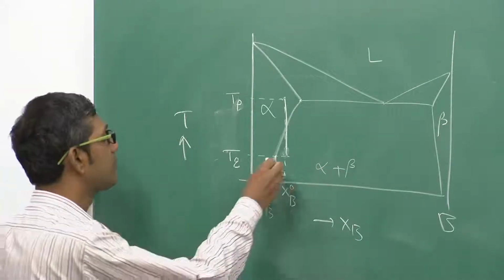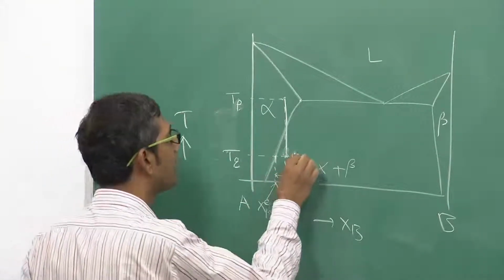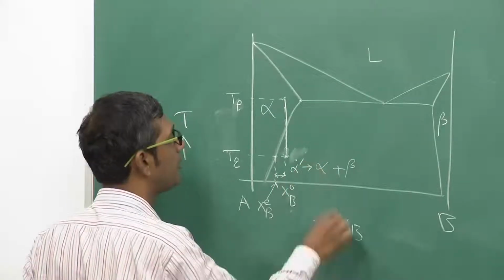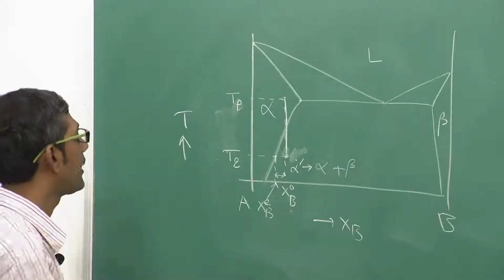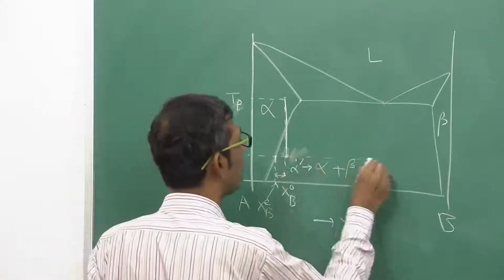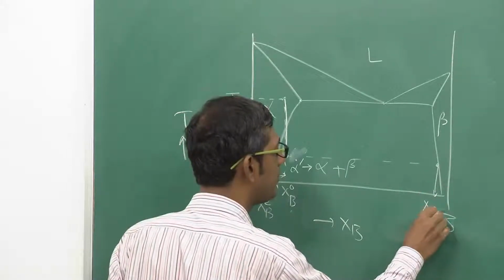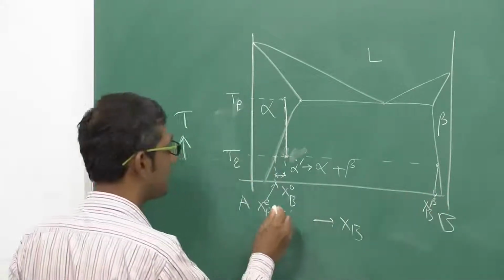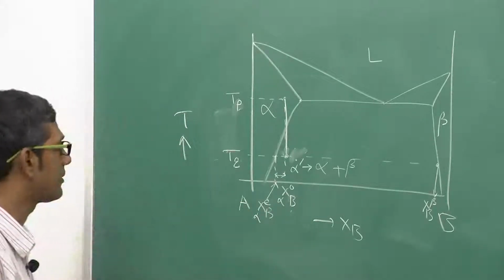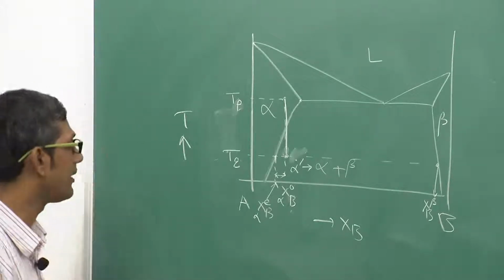So the alpha which is quenched is known as supersaturated alpha. That is what we have written as alpha prime, and this alpha prime actually transforms to alpha plus beta, where alpha will have a composition of XBE and beta will have a composition given by this much. Okay, this is XB beta. This is obviously the alpha phase composition in all the cases, correct? So this is exactly what is known as precipitation hardening.